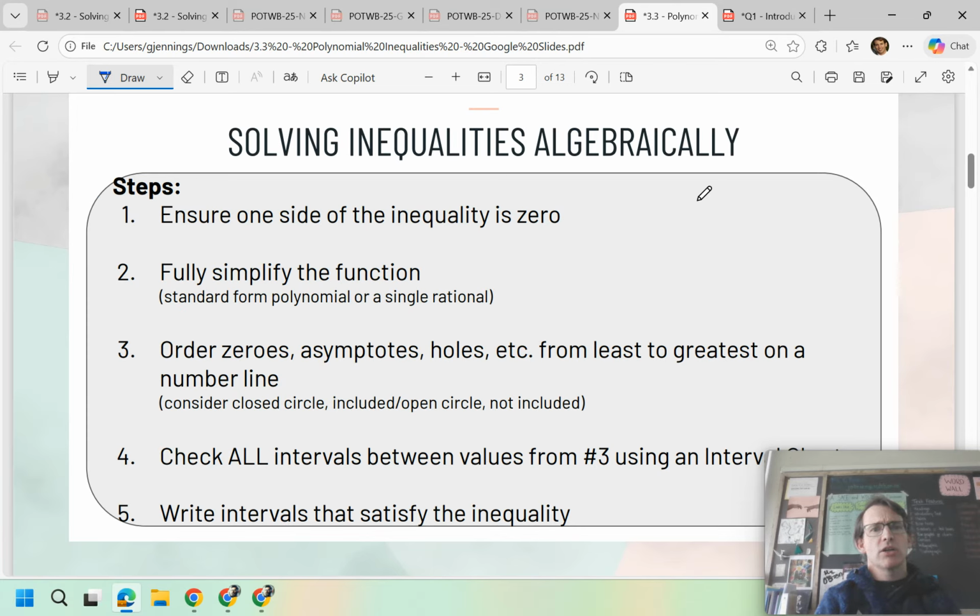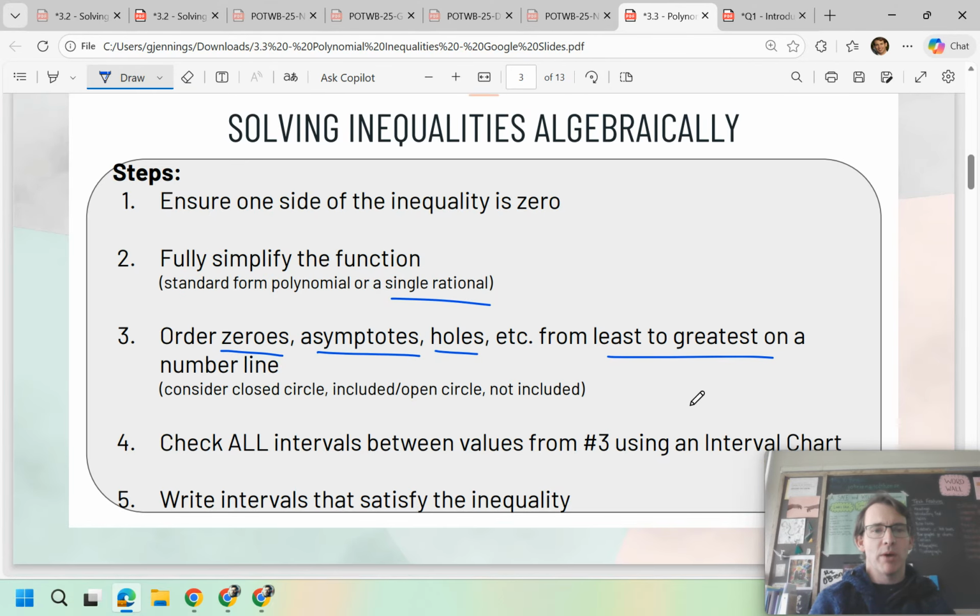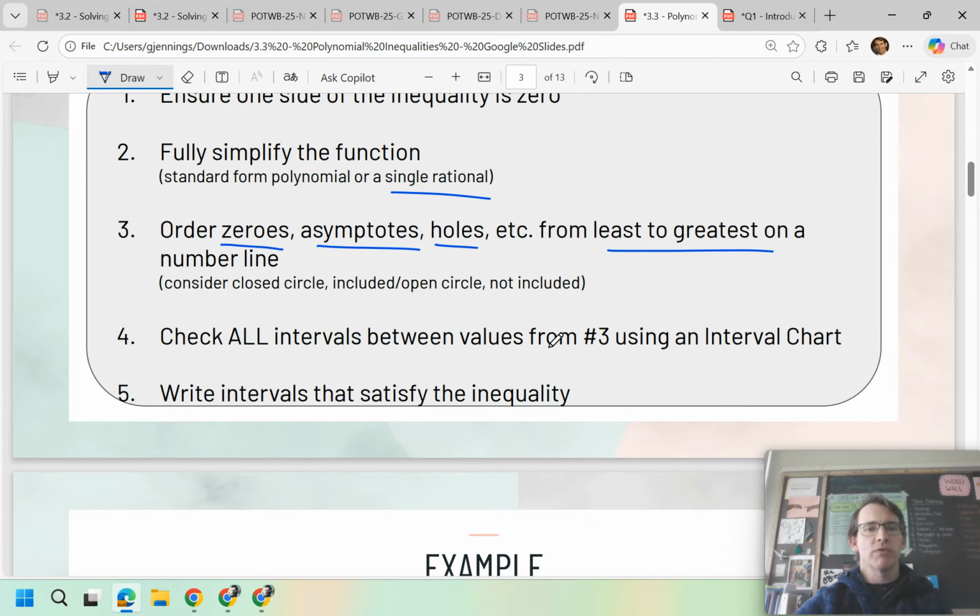Okay, great. So just like solving an equation with these higher order polynomials, we set one side equal to 0. You fully simplify it. If that's a rational function, you want to simplify it as well. It's also still useful. And then we're going to order the zeros, any asymptotes, any holes from least to greatest on a number line, and investigate each space in between each one by one. And we're going to check all the intervals between the values from here using an interval chart. Okay? And then we're going to write the intervals that satisfy the inequality.